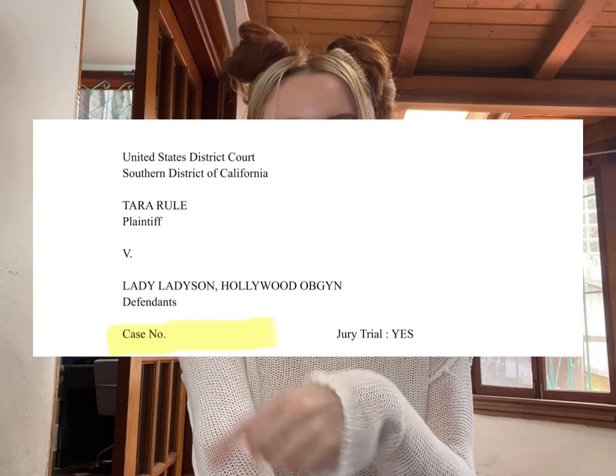Right under that, you're going to add a place for the case number. You're not going to have your case number until you file, so you'll just leave a little space next to it blank, because you can always go in and write it after you've actually filed the complaint.